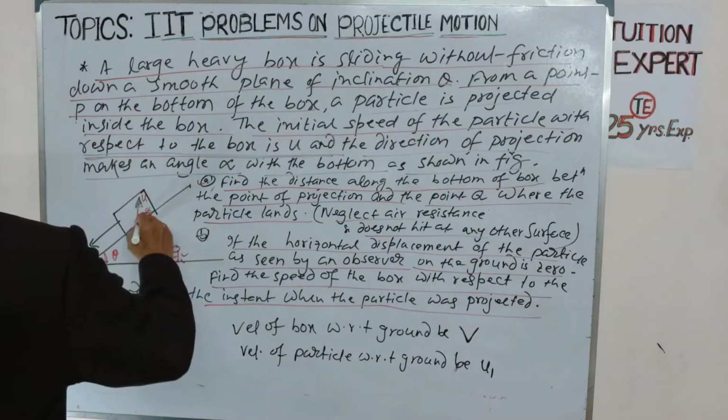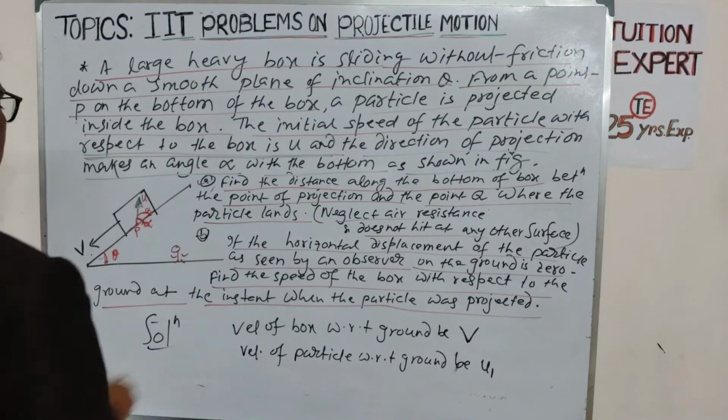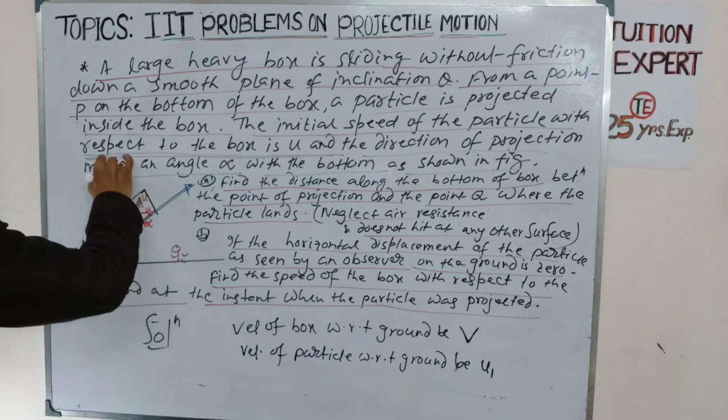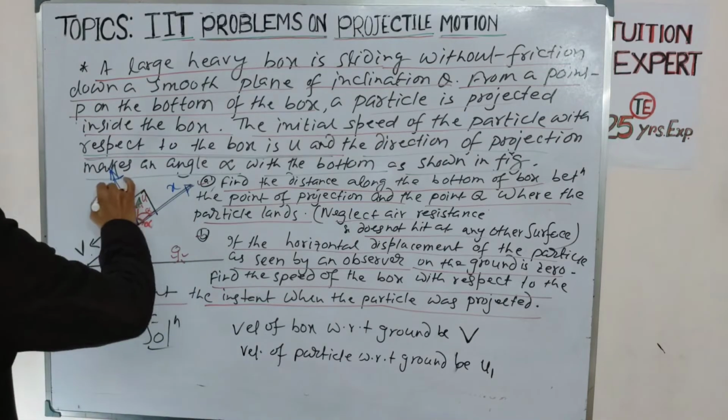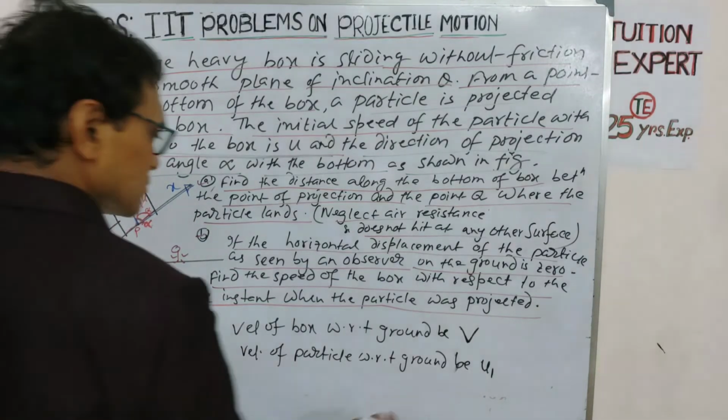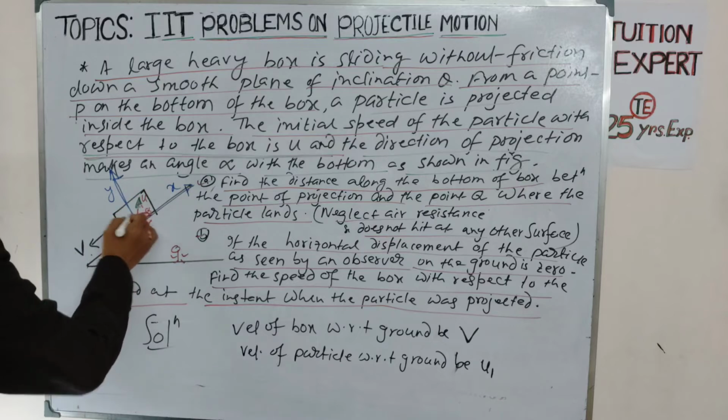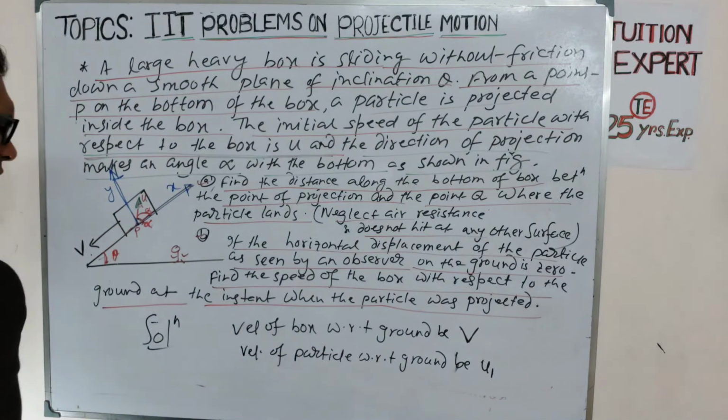Now, as we just discussed, take the x and y axes for convenience. So take the x axis along this direction and the y axis along this direction. This is the x axis and this is the y axis. Now, u1 makes angle alpha. So what is the x component of the particle?